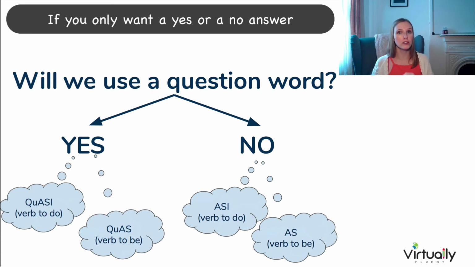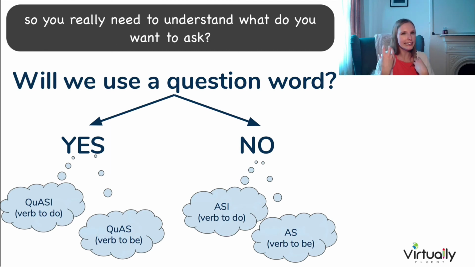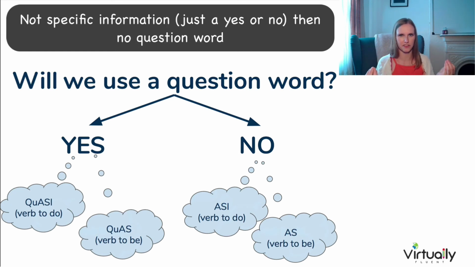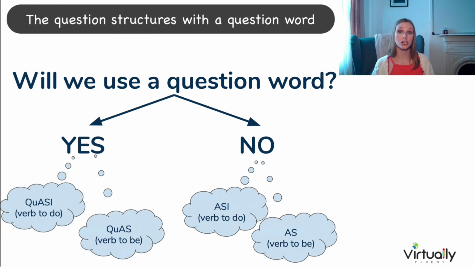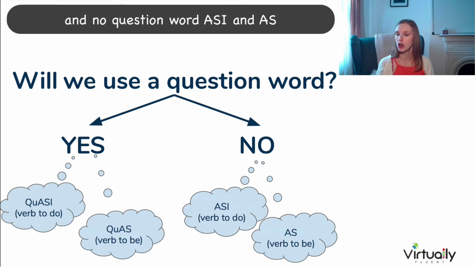If you only want a yes or a no answer, then we don't need a question word. We just need an auxiliary verb. So you really need to understand, what do you want to ask? Specific information, yes, you need a question word. Not specific information, just yes or no, then no question word. The question structures with a question word are QUASI and QUAS, and with no question word, ASSI and AS.